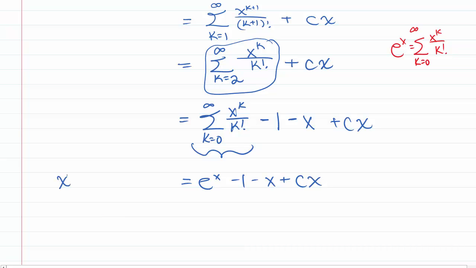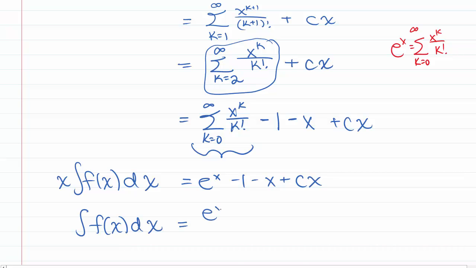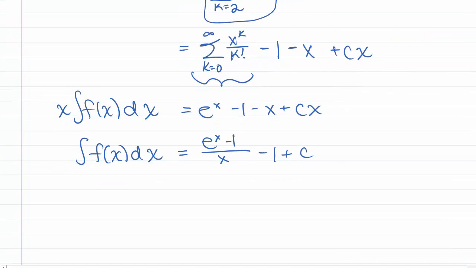Remember that was equal to x times the integral of the function we're trying to find. So if we're trying to find f of x, let's divide both sides by x. So the integral of f of x is going to be e to the x minus 1 over x minus 1 plus c. And then taking the derivative of both sides, we're going to get that f of x is the derivative of e to the x minus 1 over x. And both 1 and c are constants, so they go away.